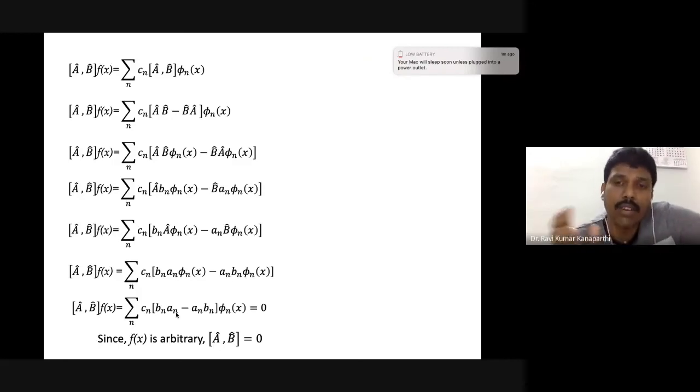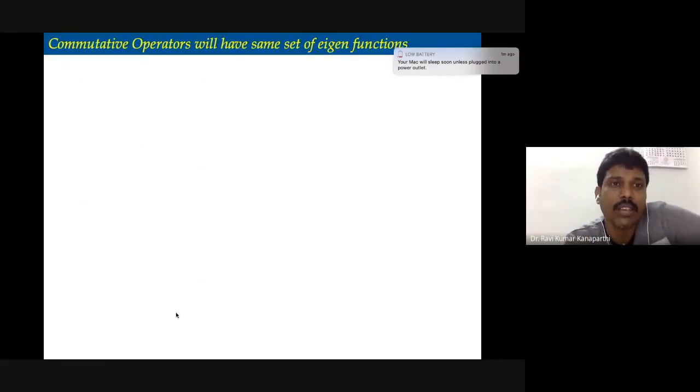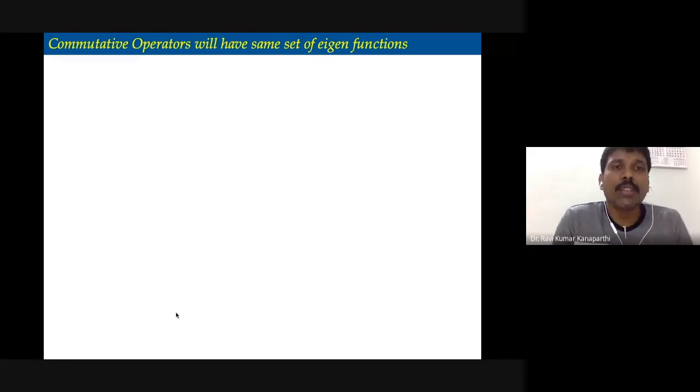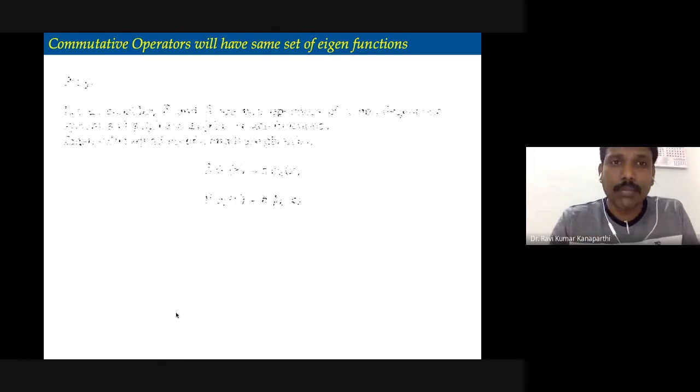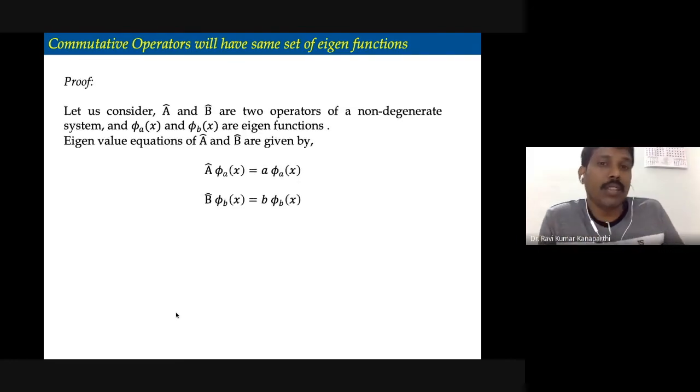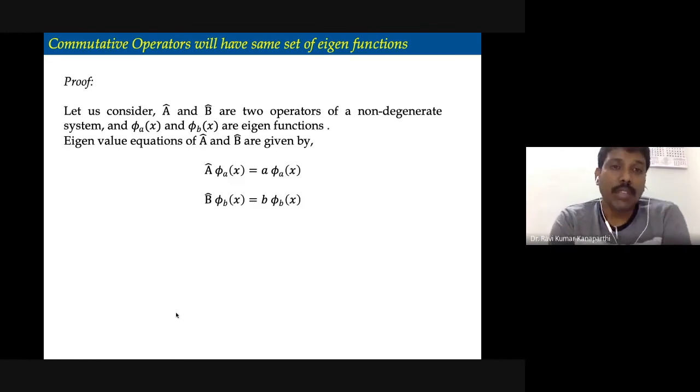And what is the converse? The converse is this: commuting operators will have the same set of eigenfunctions. Let us prove it. If we have two operators and they are commuting, we will try to prove that they have the same set of eigenfunctions. For that, we have to assume something. First, they are commuting, and afterwards we will proceed.